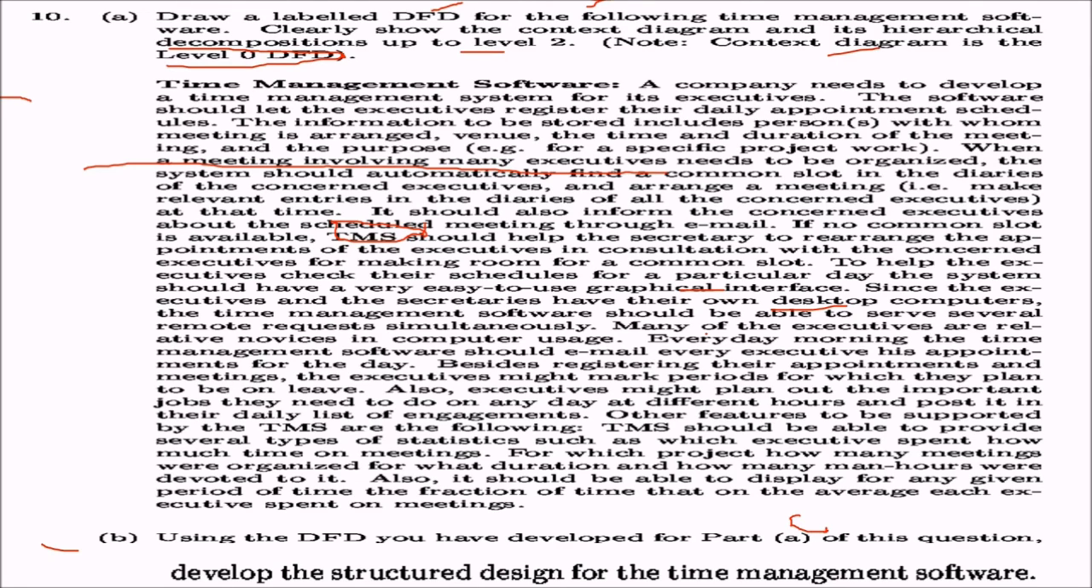TMS should be able to provide several types of statistics, such as which executives spend how much time on meetings, and for which projects how many meetings were organized, with what duration, and how many man hours were devoted to it. Also, it should be able to display for any given period of time the fraction of time that on average each executive spends on meetings.